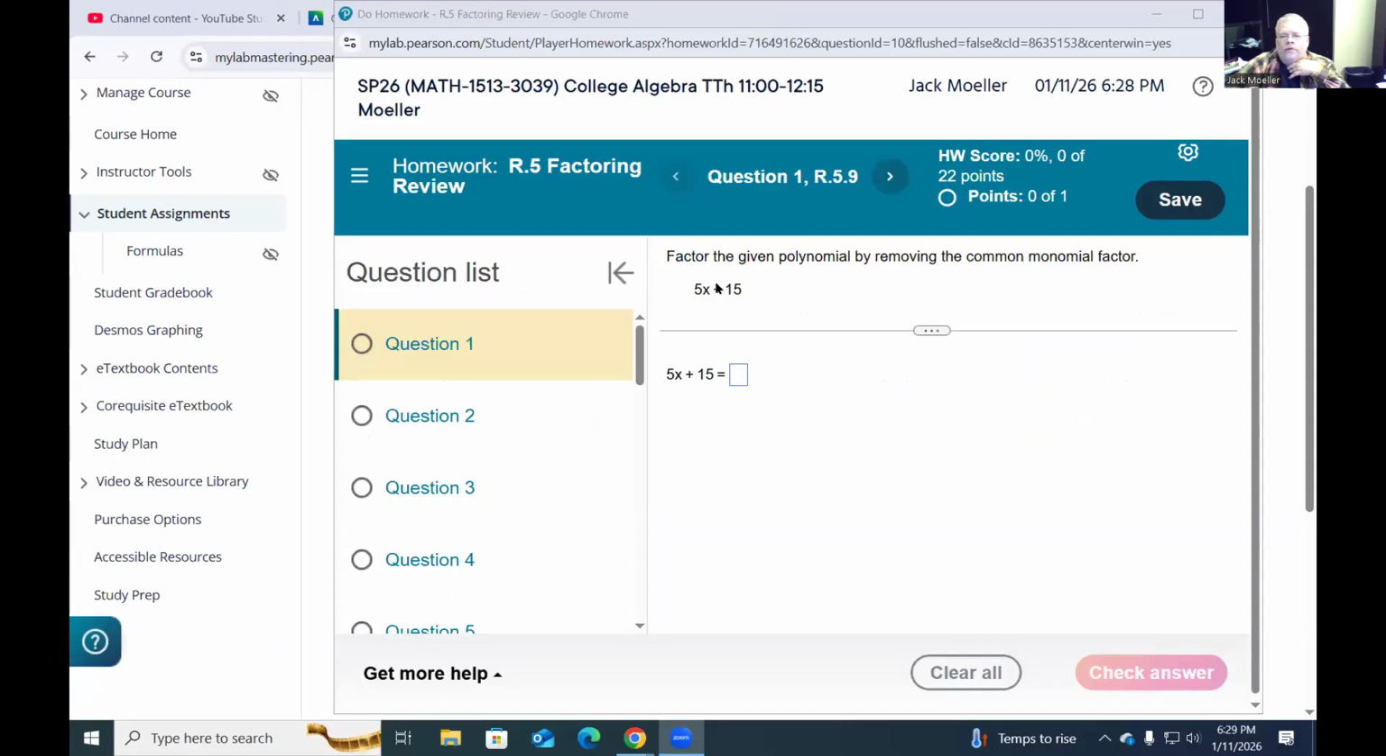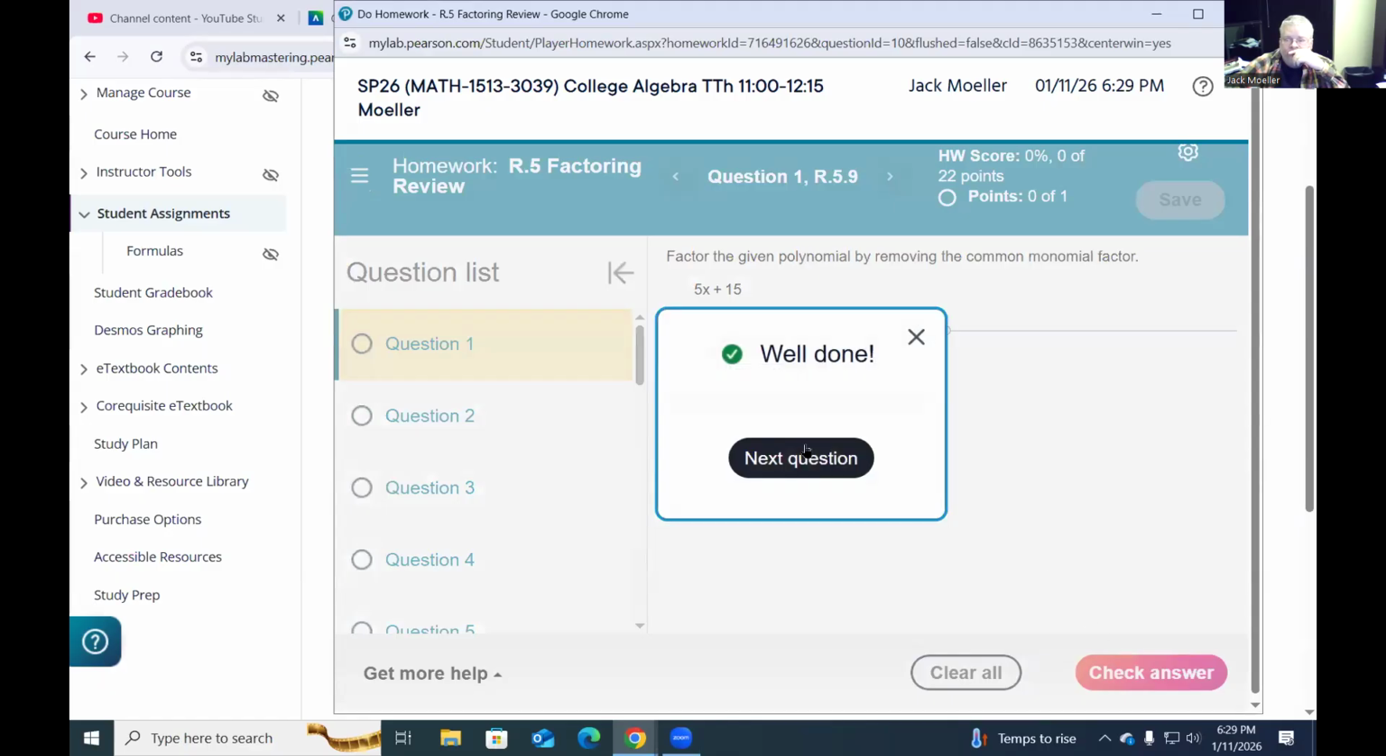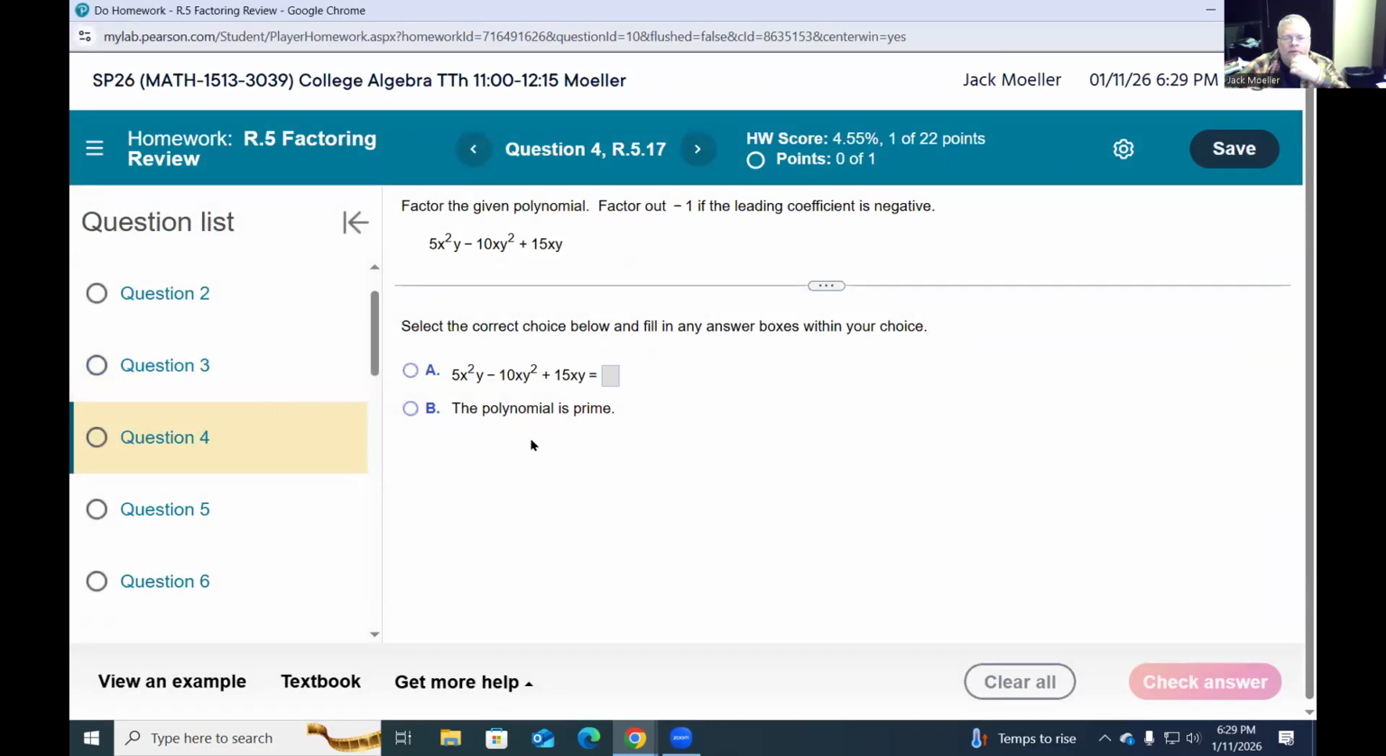All right. So factor the given polynomial by removing the common monomial factor. That basically means this is a GCF problem. So what's common to both of those is a 5. You divide both of those by 5, so that's your GCF. And then what's left over? Well, 5x divided by 5 is x, plus 15 divided by 5 is 3. So it starts you with a basic GCF problem. Okay. Then they're going to get into messier ones.